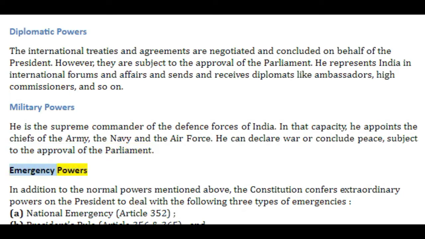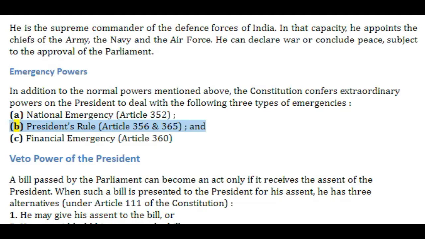Emergency powers. In addition to the normal powers mentioned above, the Constitution confers extraordinary powers on the President to deal with the following three types of emergencies: A. National emergency, Article 352. B. President's rule, Articles 356 and 365. And C. Financial emergency, Article 360.